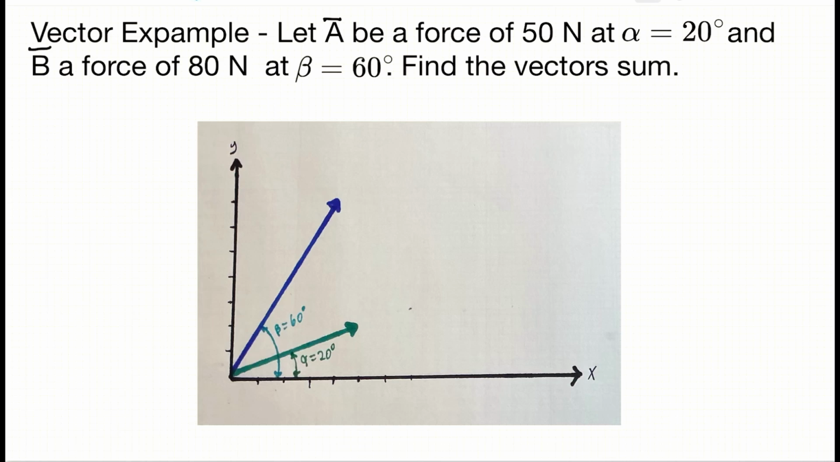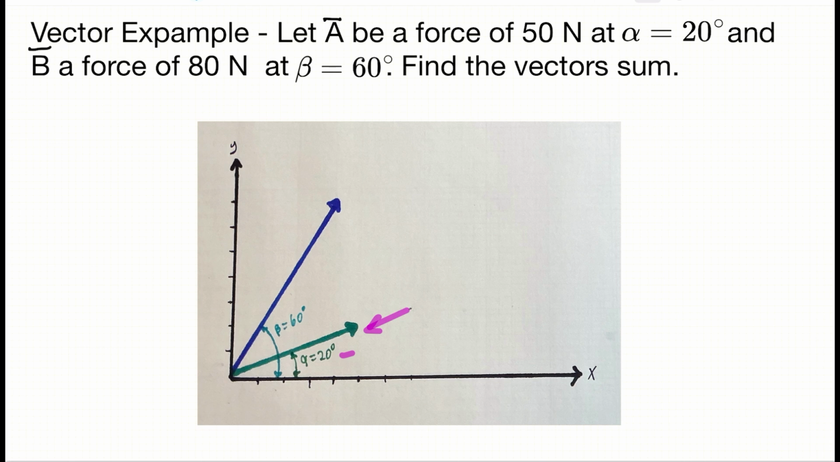Welcome to my video. In this video, I want to do an example of a vector problem. So the problem is, let the vector A be a force of 50 newtons at an angle of 20 degrees. So this is going to be this vector right here, with a length of 50 newtons and an angle of 20 degrees.